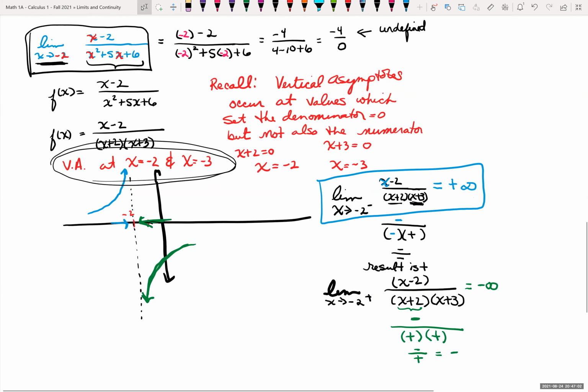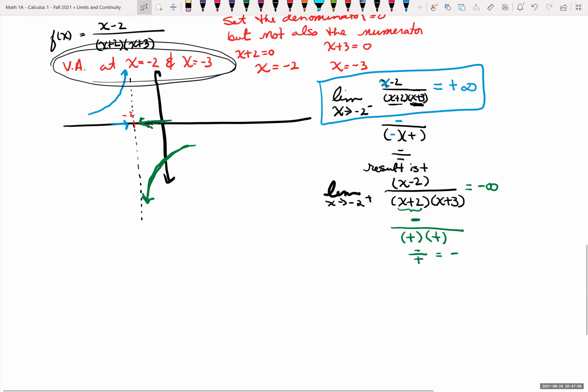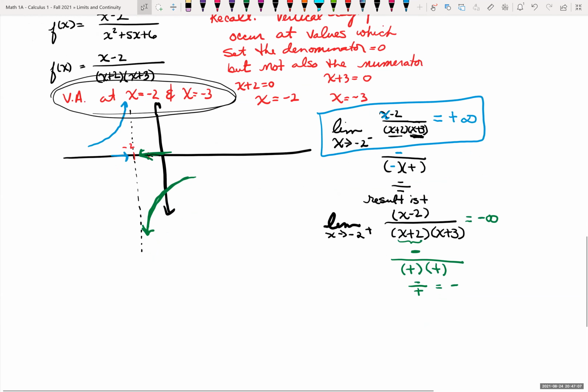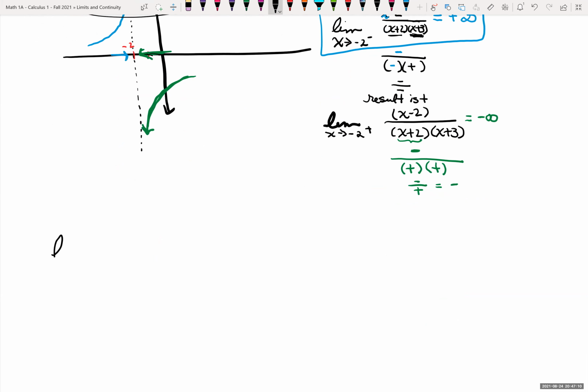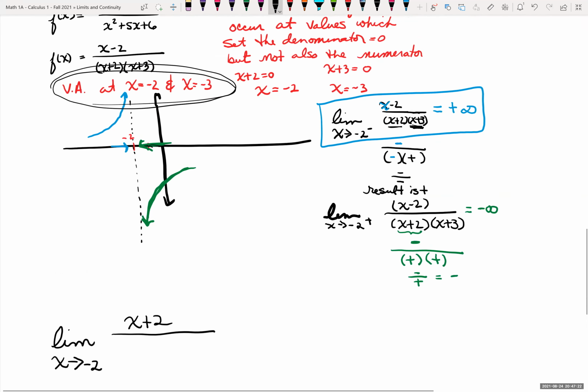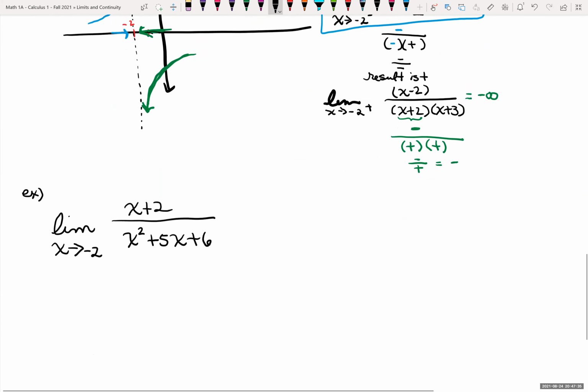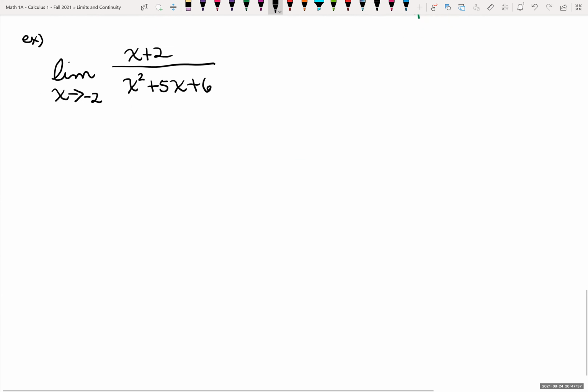But let's say that this was a little different. Let's look at an almost identical problem, but instead let's change that numerator to x plus 2. So let's say this was the limit as x approaches negative 2 of the numerator x plus 2 all over the denominator of x squared plus 5x plus 6. So let's see what happens in this case.